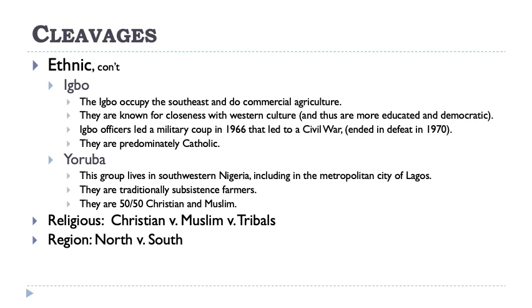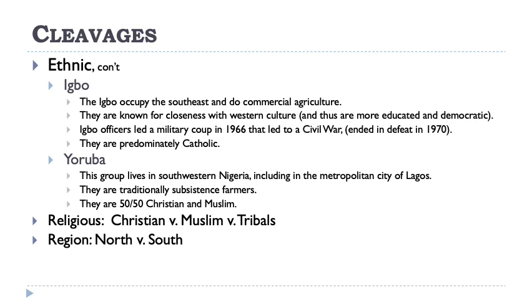They are also predominantly Catholic, which is to say mostly Christian, as opposed to the north, which is predominantly Muslim. The Yoruba live in the southwestern part of Nigeria, and that includes the metropolitan city of Lagos. They are also traditionally subsistence farmers, and here's where you see a lot of the religious tension, 50-50 Christian and Muslim. So those groups would be the three predominant groups you see in Nigeria.